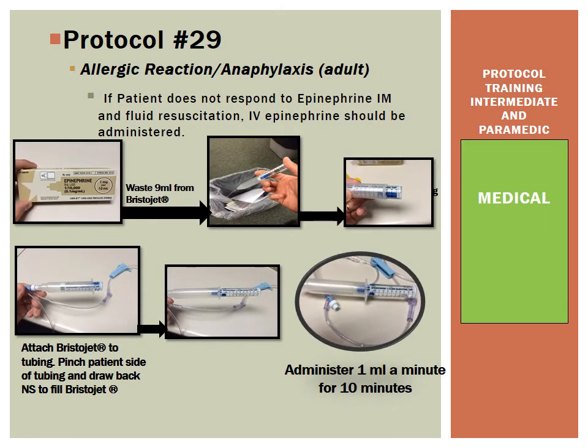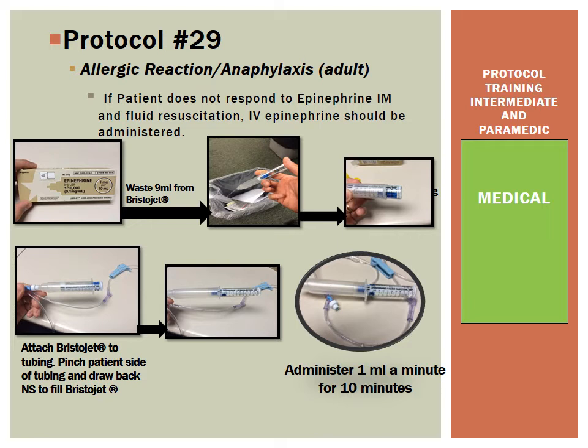Okay, so how do we get this epinephrine 1 to 100,000? Well, this is basically taking the place of epi infusion. A little bit simpler to do. If the patient does not respond to epinephrine IM and fluid resuscitation, IV epinephrine should be administered. So how do we do this? We take a Bristojet of epinephrine, a 1 to 10,000. What we're going to do is waste 9 mLs from the Bristojet. So that leaves us with 1 ml of 1 to 10,000 epinephrine.